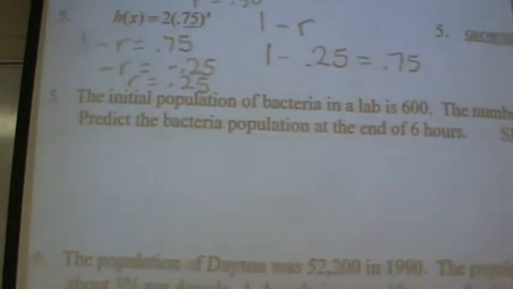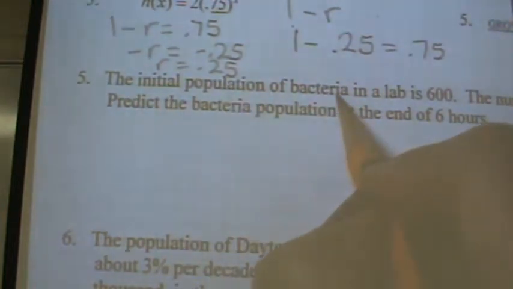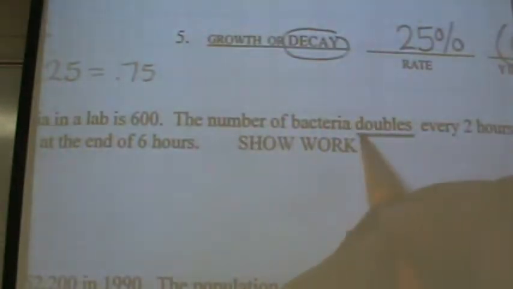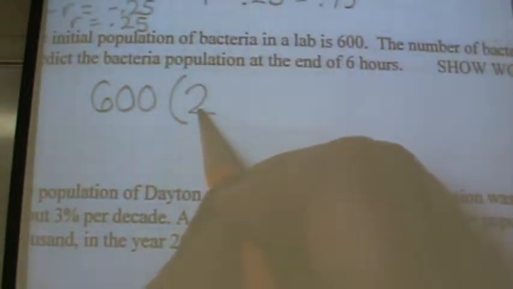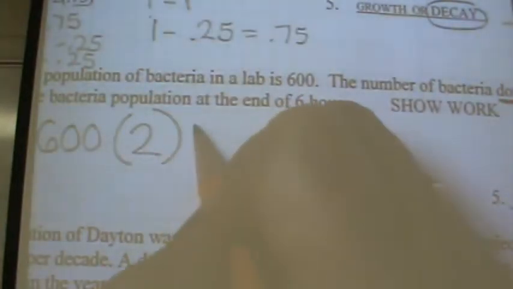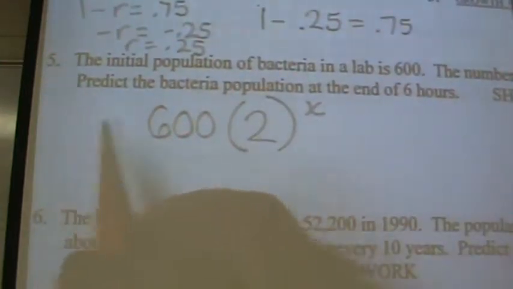Yes. Okay. Number 5, it says the initial population of bacteria in a lab is 600. So the initial amount is 600. The bacteria is doubling. So that's your growth factor. What if it were tripling? The base would be a 3. So double is a 2, triple is a 3. So every 2 hours, it's going to double.